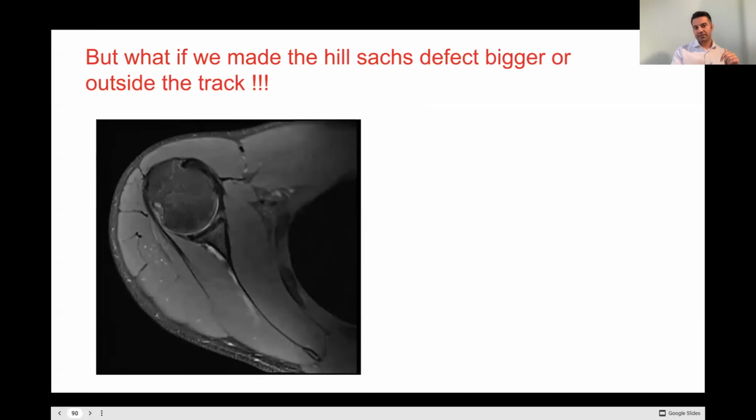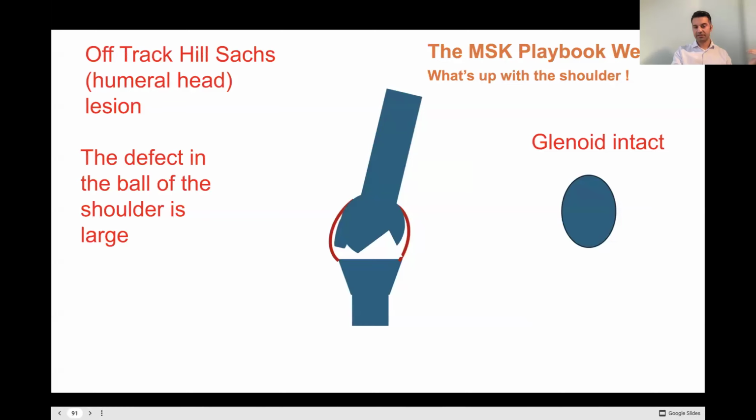But what if we made this defect even bigger? Let's play devil's advocate. Let's make it even bigger. Okay, let's see what happens. Maybe we have a really big defect here. So now look, you can see it's significantly bigger. And actually, if we measure it, if we put that track back on, remember, let's take the contrast down.